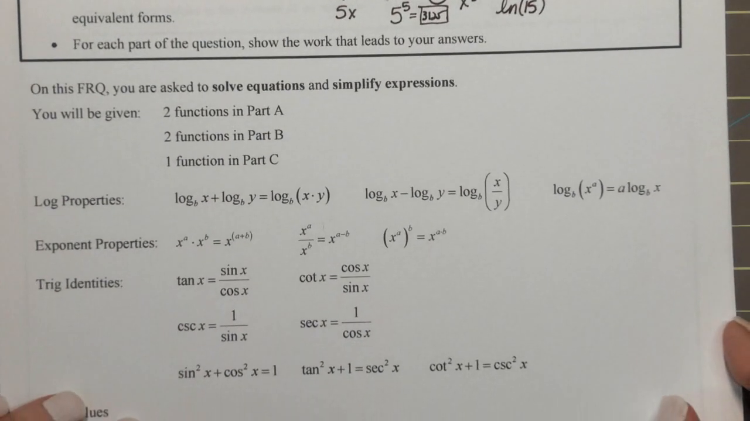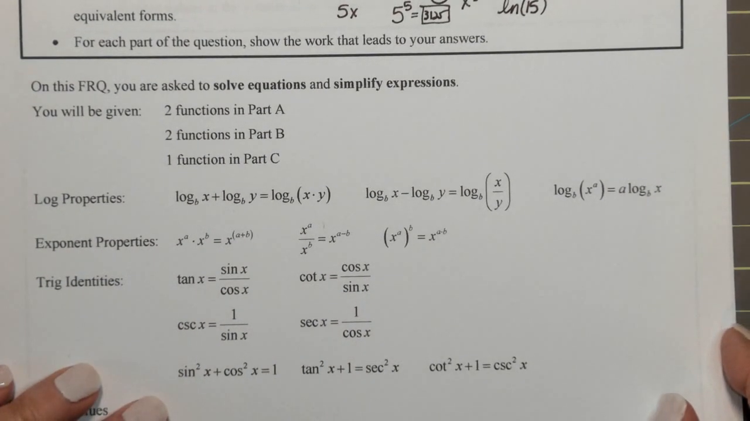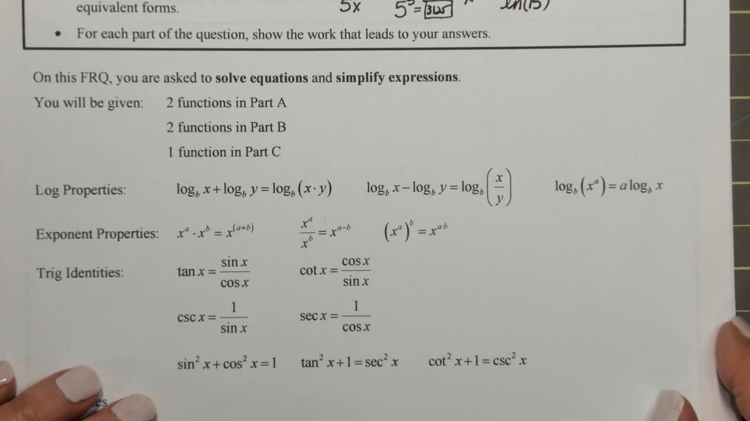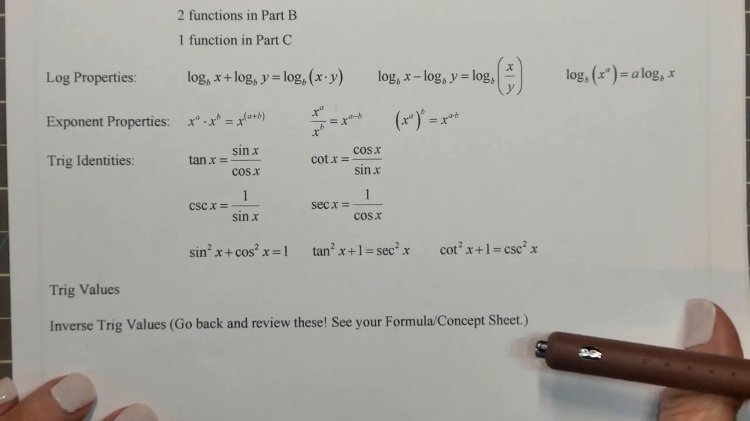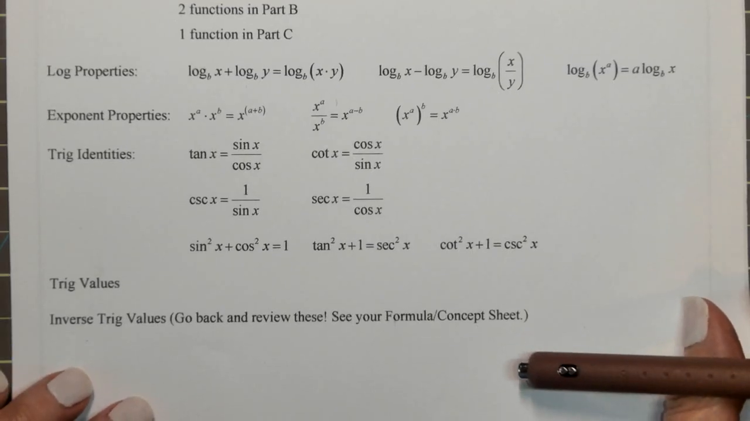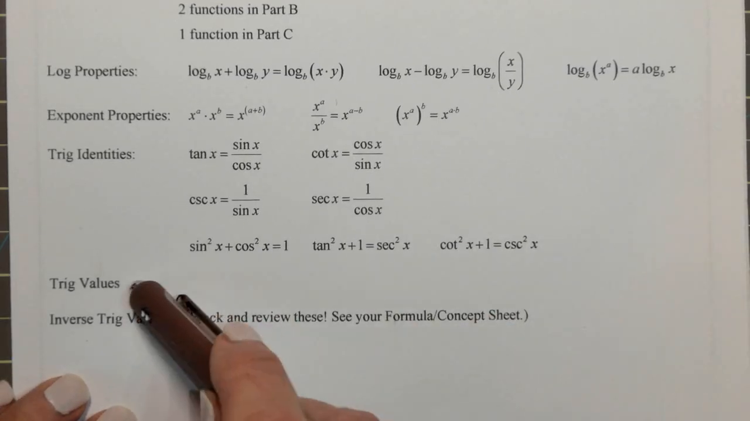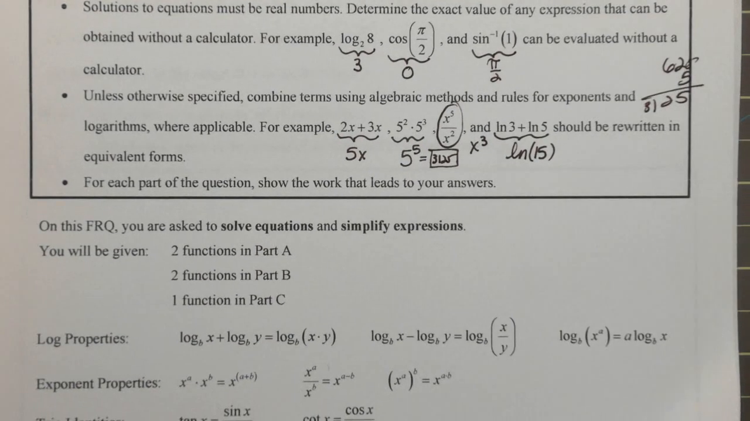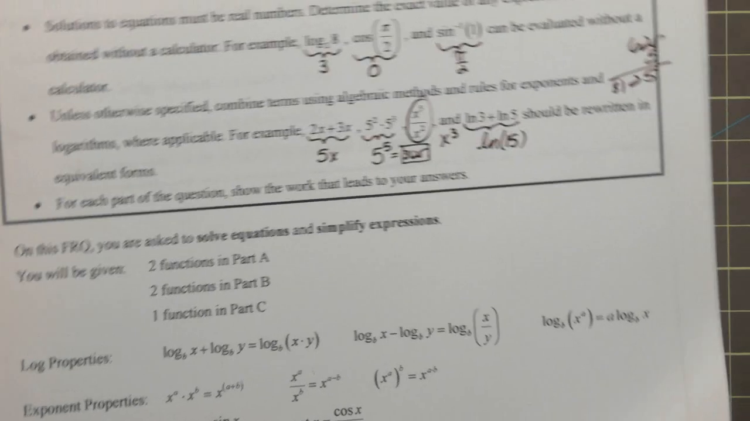All right, on this FRQ, you're asked to solve equations and simplify expressions. This is the FRQ that they figure out if you know how to do those things, okay? You're using log properties, exponent properties, trig identities. You're going to need trig values. You're going to need inverse trig values. Let's do a couple, get a feel for these.